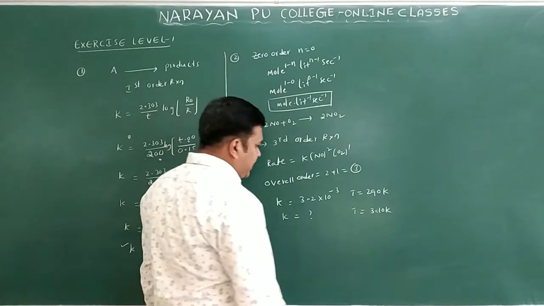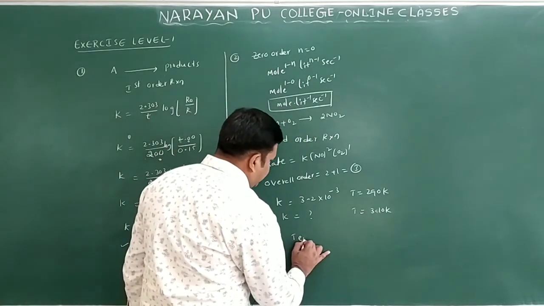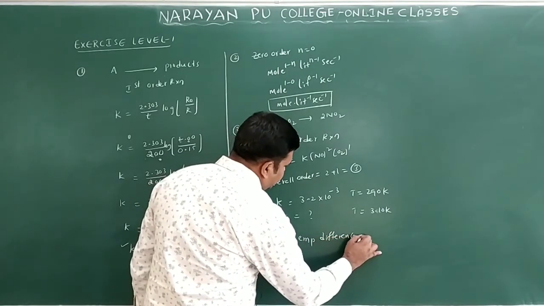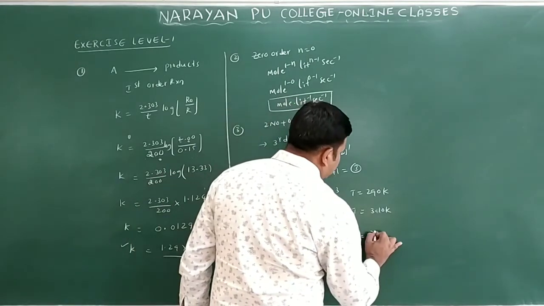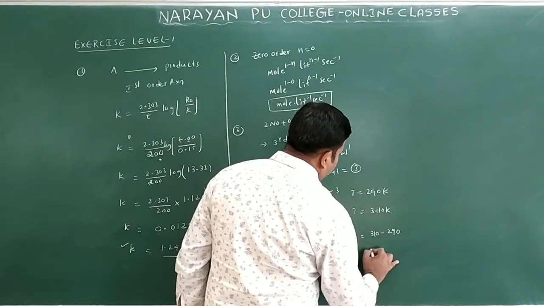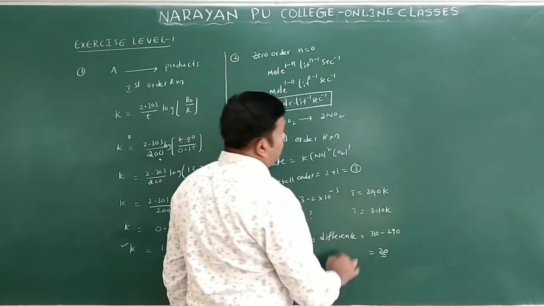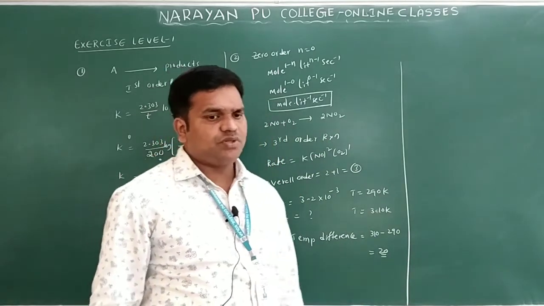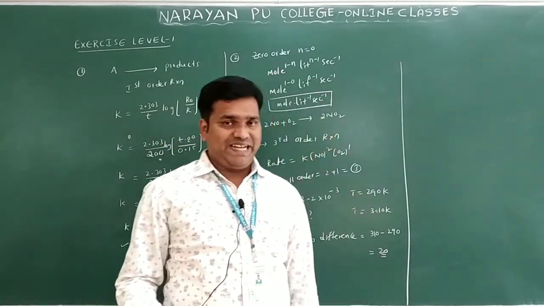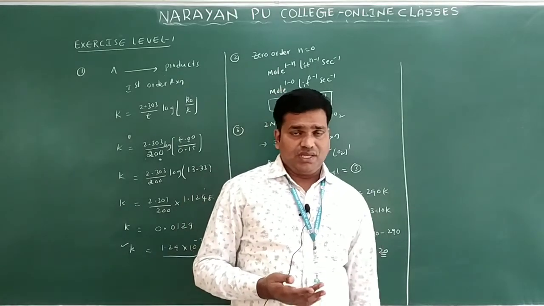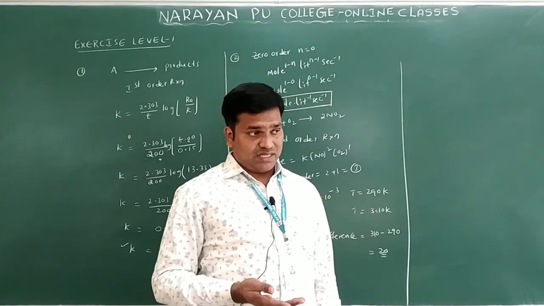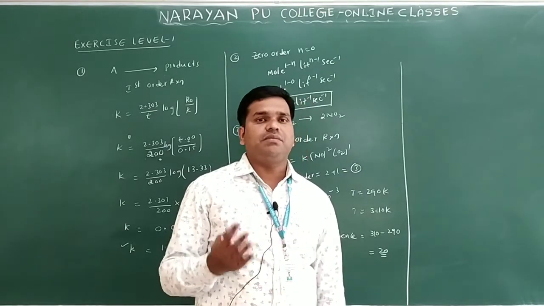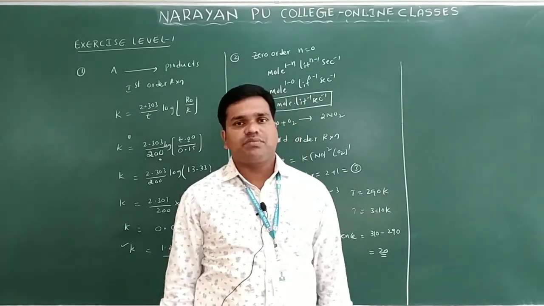So here you can see the temperature difference. Temperature difference is equal to 310 minus 290, that you will get 20. You know, according to the temperature concept, if the temperature rises by 10 degrees Celsius, the rate of reaction becomes double or triple. In the same manner, the rate constant also becomes double or triple.